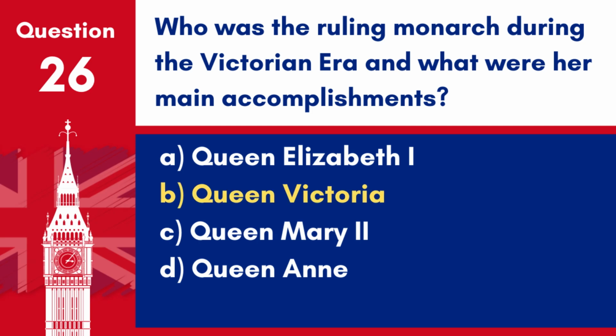Answer: B. Queen Victoria. Queen Victoria, who reigned from 1837 to 1901, oversaw a period of industrial, cultural, political, scientific, and military change within the United Kingdom, alongside a great expansion of the British Empire.